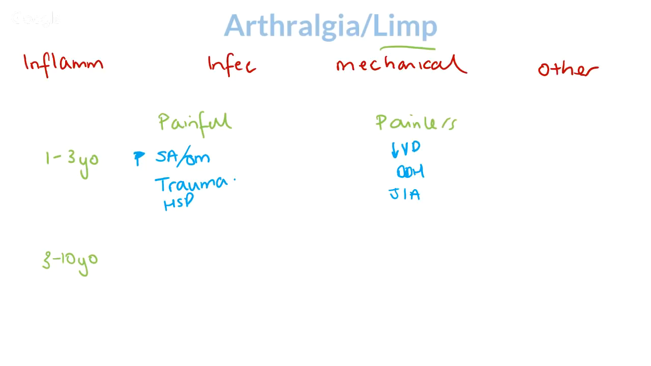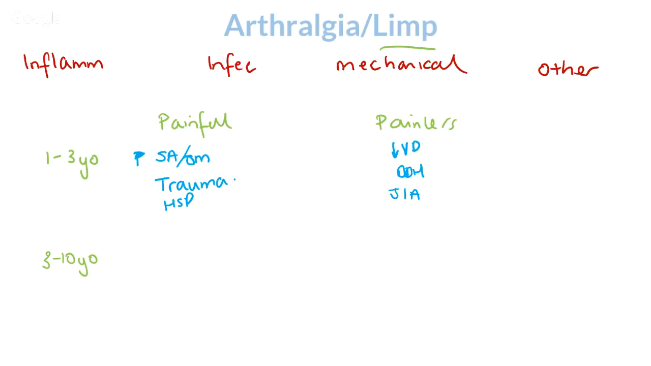So DDH is when you do Barlow and Ortolani tests. That's usually due to having oligohydramnios in the fetal period. The growth causes some dysplasia or changes to the joint. Then that causes dysplasia of the hip where it clicks and it can't fully articulate properly. SUFE, we'll get to that.